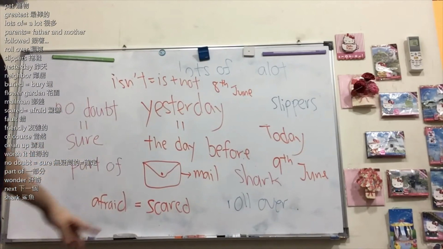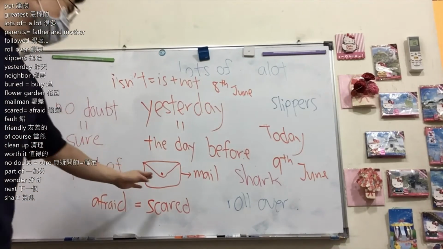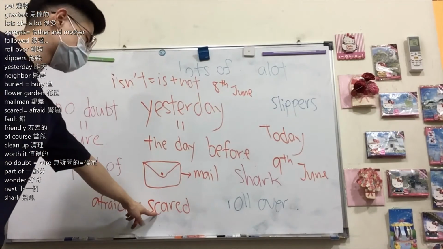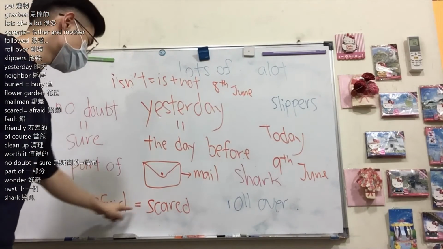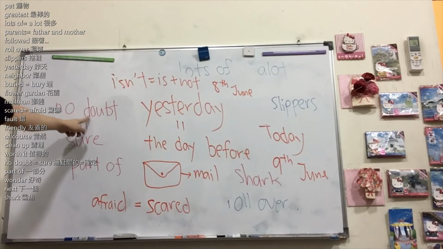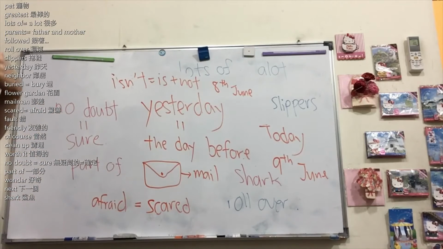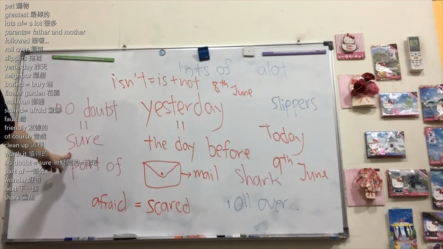Next, we have the word scared. I told you that when someone is scared, he is afraid. So these two words have the same meaning. Next, we also learn the word no doubt, N-O-D-O-U-B-T. When I say I have no doubt about something, I am very sure. I am 100% sure.